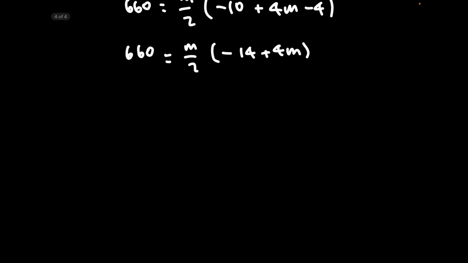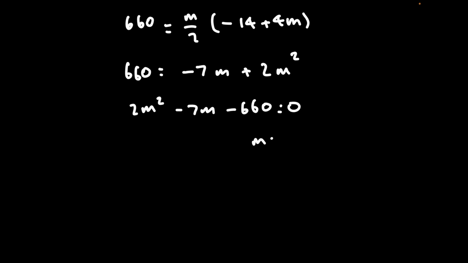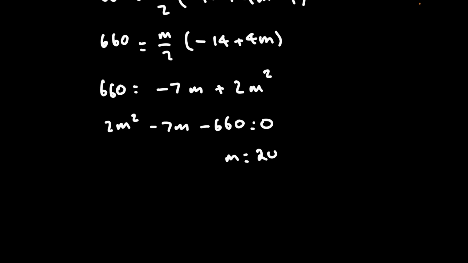Then we can expand it out. So 660 equals minus 14 on 2 m plus 4m on 2. In this case, this simplifies to minus 7m and 2m squared. So now we get 2m squared minus 7m, take 660, equals 0. And we can solve for m. If we solve for m in this case, we get m is equal to either 20 or negative 16.5. It wouldn't make sense for negative 16.5 to be a solution because we're only considering positive terms. So in this case, m is simply equal to 20.